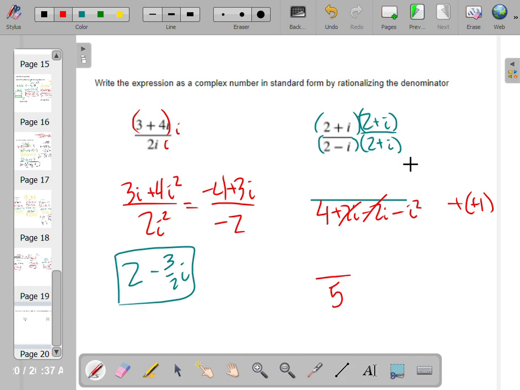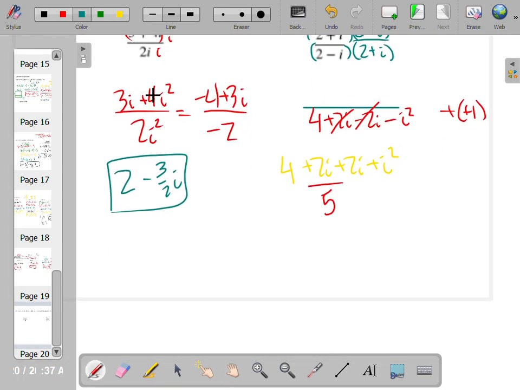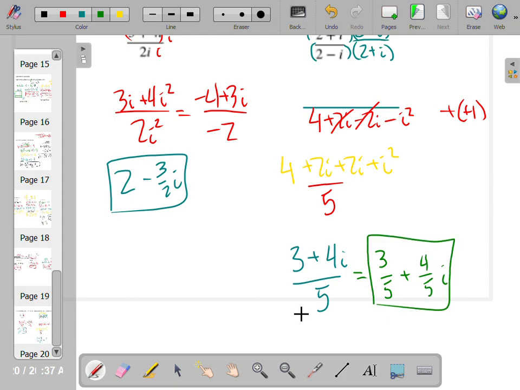Cool. Still have to deal with the top. In the top, I have 2 times 2, 4, plus 2i, plus 2i, plus i squared. Okay? So these don't cancel out. Those are like terms. That's 4i. But again, this is negative 1. So 4 minus 1 is 3 plus 4i all over 5. Still not done. Not in standard form. Distribute the 1/5. 3 over 5 plus 4 over 5 i. Are we done? We're done.